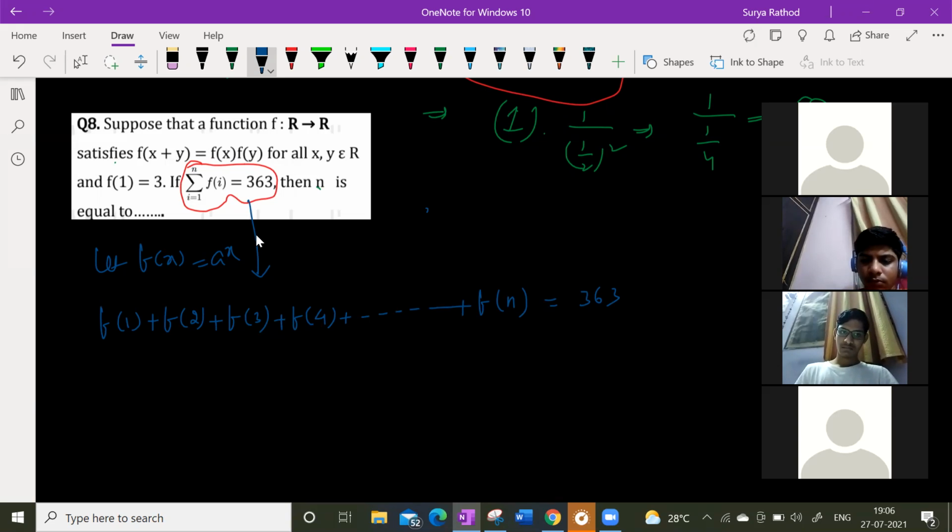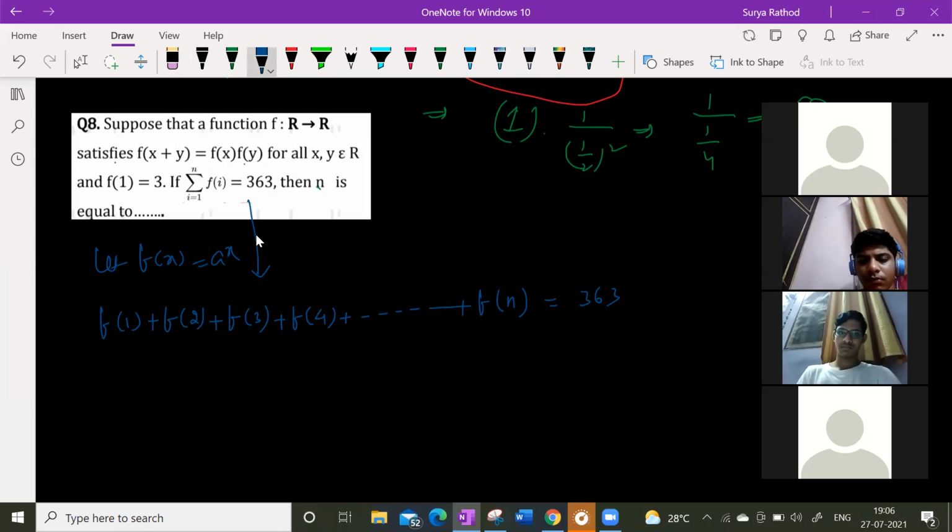This can be written as sigma i is equal to 1 to n f of i, which means f of 1 plus f of 2 plus f of 3 plus f of 4 plus dash dash till n. You could write that. Why? Because till n he has given. Look at this, till n he is talking about.